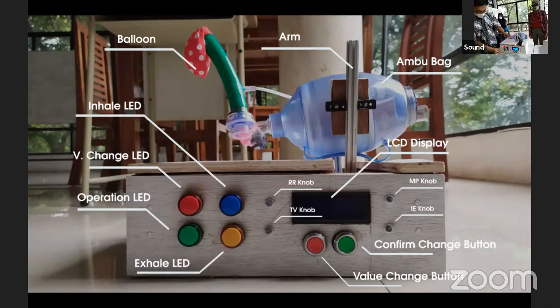For the LEDs, this red LED means that the operation of the ventilator stops. The green LED means that the ventilator is operating. The blue LED means that it's in the inhalation phase, and the orange LED means that it's in the exhalation phase. The red button is used to stop the operation of the ventilator and change the parameters, and the green button is used to start the operation using the existing parameters here.